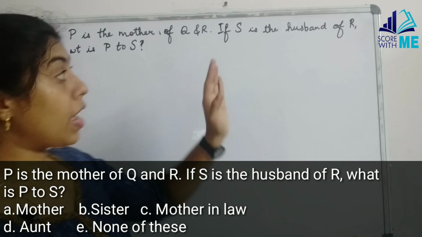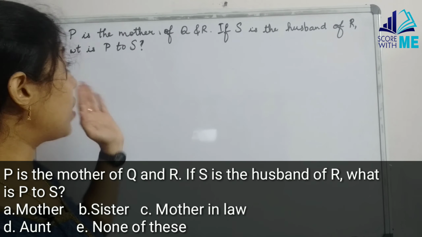P is the mother of Q and R. If S is the husband of R, what is P to S?